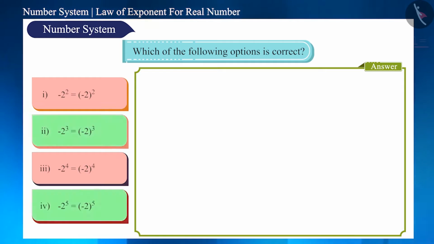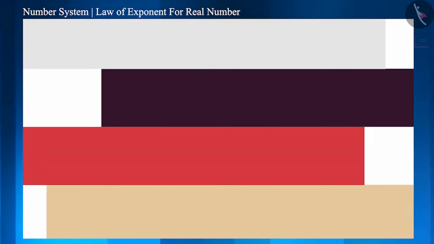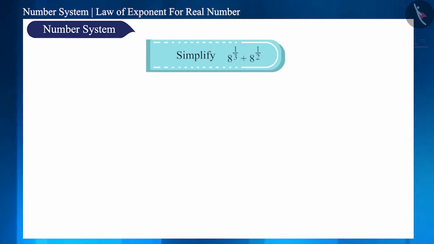Friends, note that only those two options are correct which have an odd number as the power, even though we have obtained this model with some examples. But it is true for all real numbers with odd number as its power. Let us see another question and simplify it.